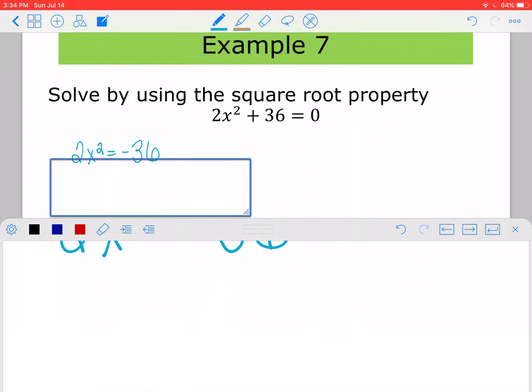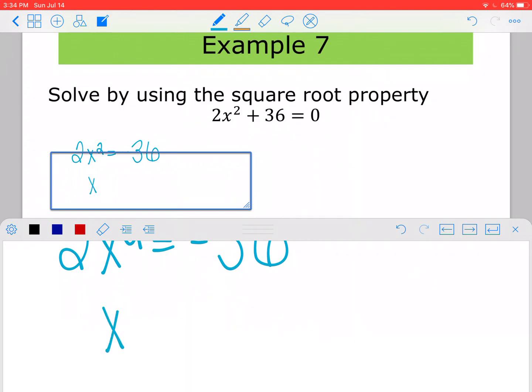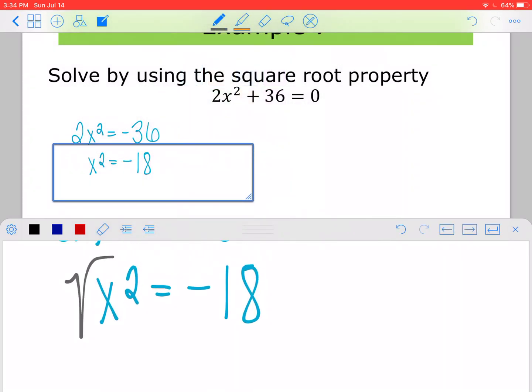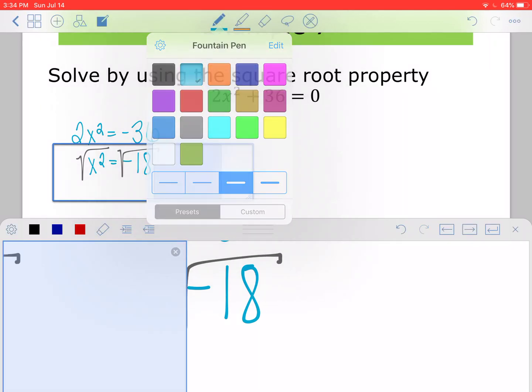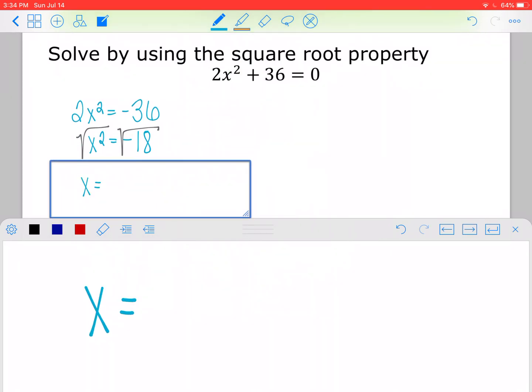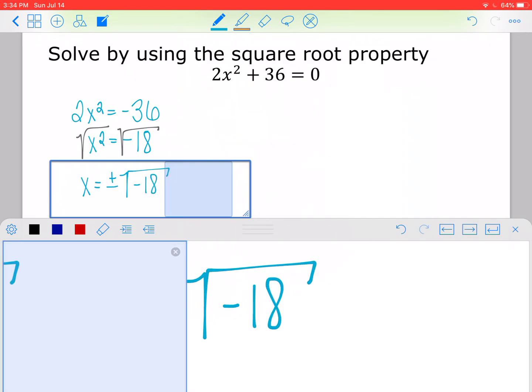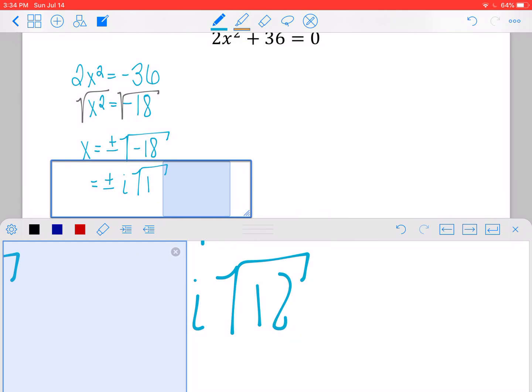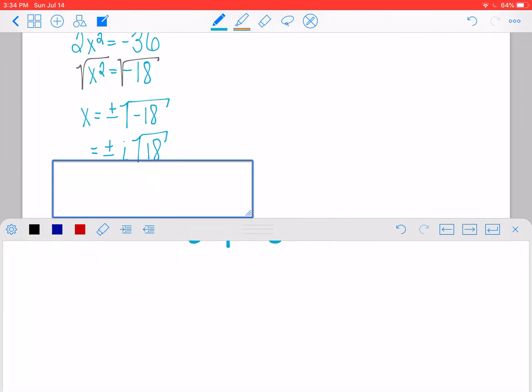The square root of negative 18 will be the same as i times the square root of 18. Square root of 18's got to be simplified. That's 9 times 2. And the square root of 9 is 3, so we have a 3 we bring out, and then left with a square root of 2 underneath. So our solution set, don't forget, we want to write it like this, is positive or negative 3i square root of 2.